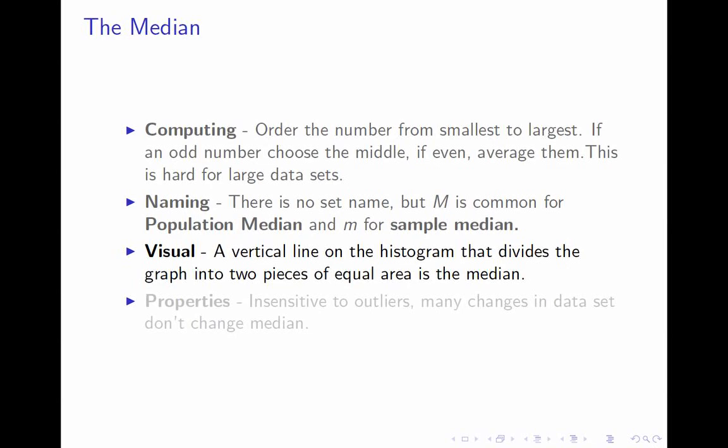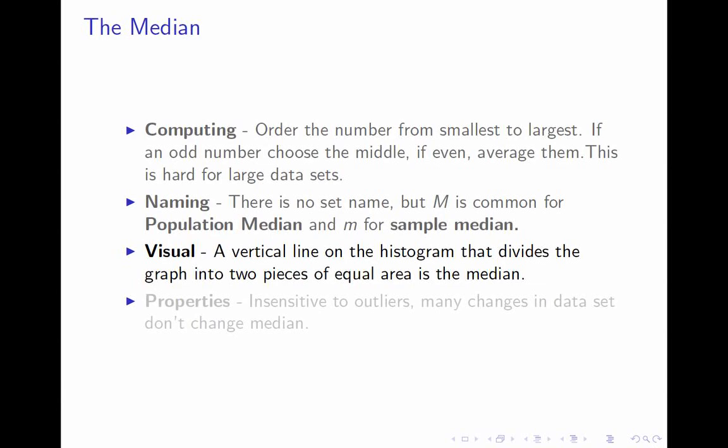What does it look like visually? Well, on a histogram, again, it has the same units as the variable. If you're talking about heights, the median height will be inches. If you're talking about dollars, the median income will be measured in dollars. So it's a point on the x-axis on the histogram. What point? The point where if you draw a vertical line there, half the area of the histogram will be to the left and half will be to the right. Not quite the same as the balance point.